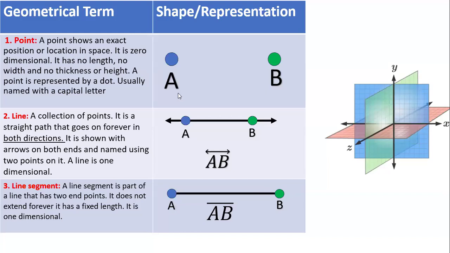All right. So obviously a point is by itself. It's by itself. This is AB, so it has that line on top right there. And this is going to be a line segment. All right. Cool.